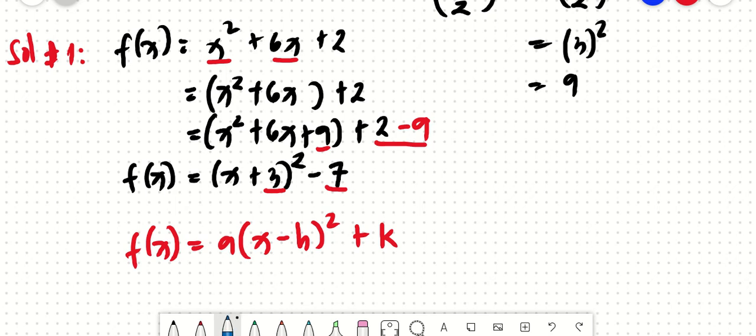H is equal to, observe class x, nasa loob siya ng parenthesis, x plus 3. So, opposite sign lang yan. So, h equals negative 3, and then yung k is negative 7. Observe class, kapag nasa loob ng parenthesis, opposite sign nung kukunin nating value para kay h. Okay? So, opposite sign ng 3, negative 3. Okay? Okay. So, next example.